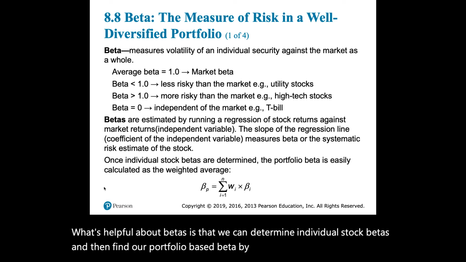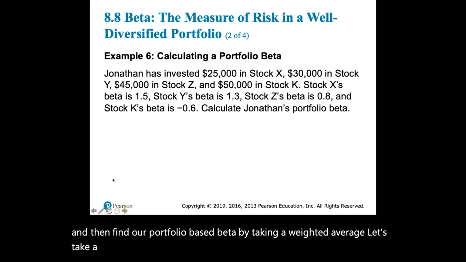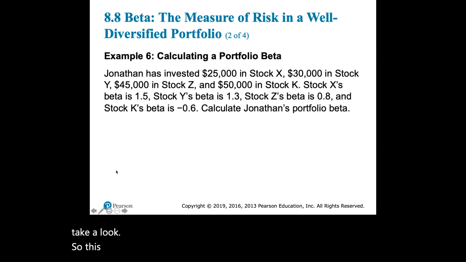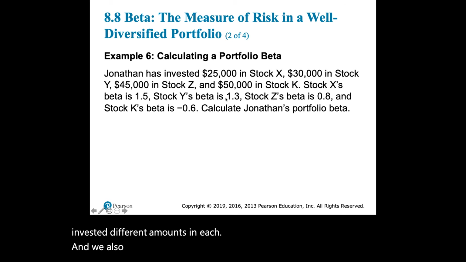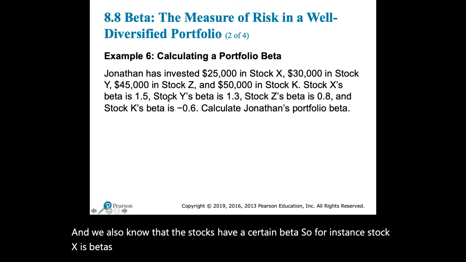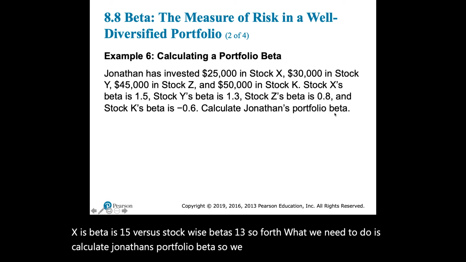Let's take a look. In this example, Jonathan invested in 4 different stocks, and he invested different amounts in each. We also know that the stocks have a certain beta. For instance, stock X's beta is 1.5 versus stock Y's beta is 1.3, and so forth. What we need to do is calculate Jonathan's portfolio beta. So we want to understand the overall beta or risk in all his investments.